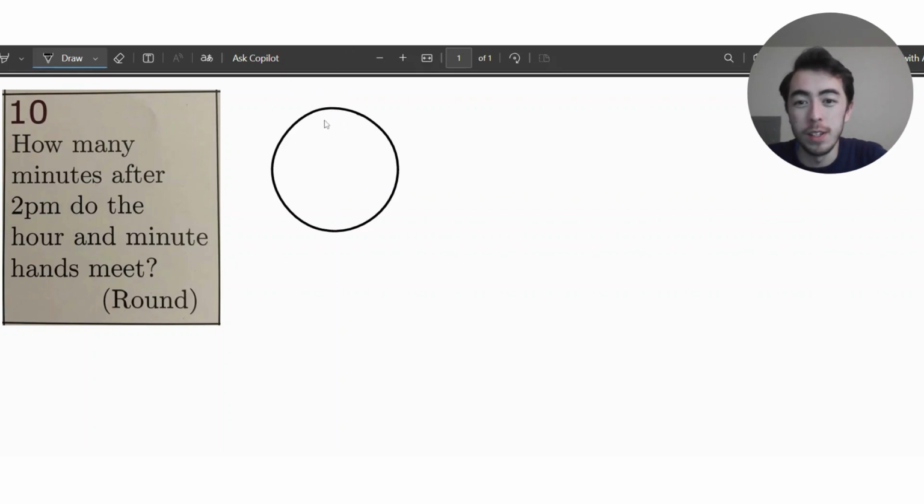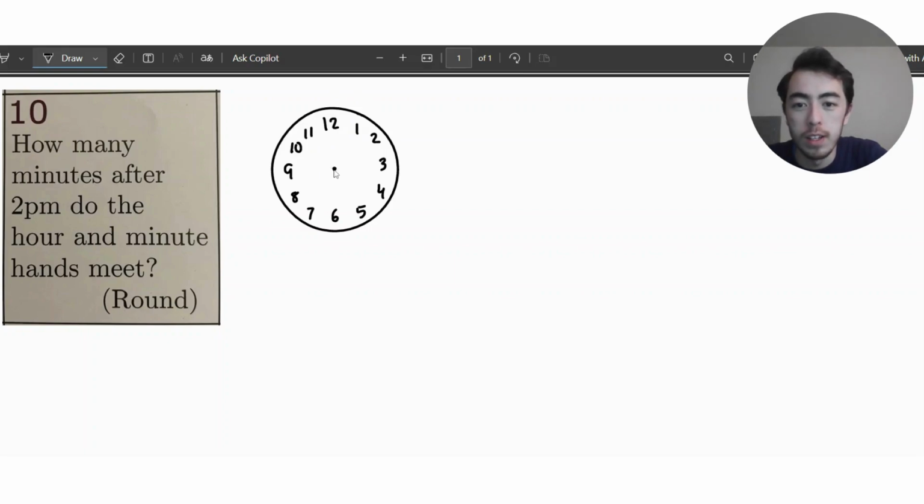All right. So usually 12 o'clock's up here. There's 3, 6, 9. And then after I label those numbers, now I can go in and evenly space out the other hours. That does not look like a 4, so let me fix that one. 7, 8, 9, 10, 11, and then back to 12.